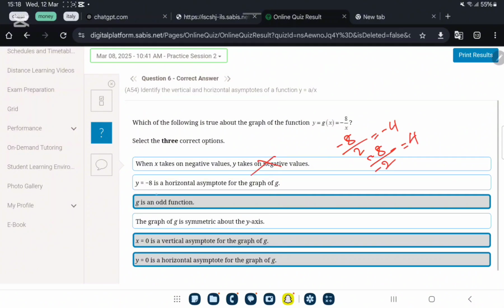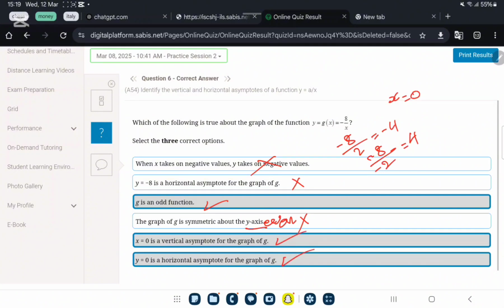y equals minus 8 is the horizontal asymptote. We check if there is an x coefficient in the numerator. There isn't, the horizontal asymptote is 0. G is an odd function, yes. The graph of G is symmetric about the y-axis. Y-axis is for even, this is wrong. x equals 0 is the vertical asymptote of the graph. Whatever makes the denominator 0, so x equals 0, yes.